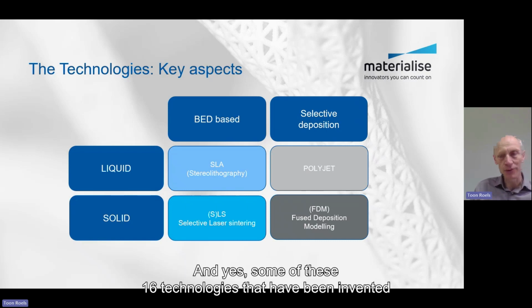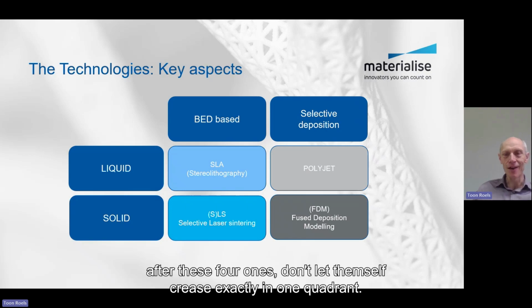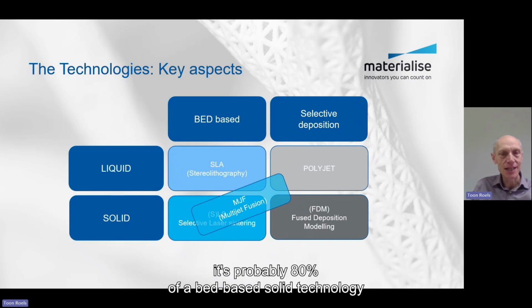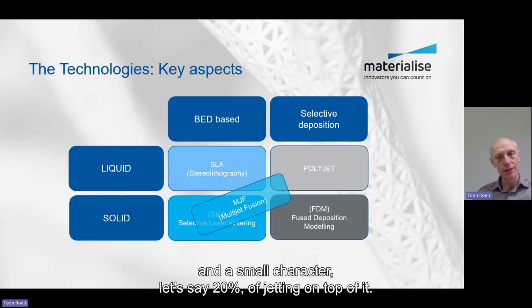And yes, some of these 16 technologies that have been invented after these four don't let themselves squeeze exactly in one quadrant. For example, if you look at multi-jet fusion technology, you can say that it's probably 80% a bed-based solid technology and a small character, let's say 20%, of jetting on top of it.